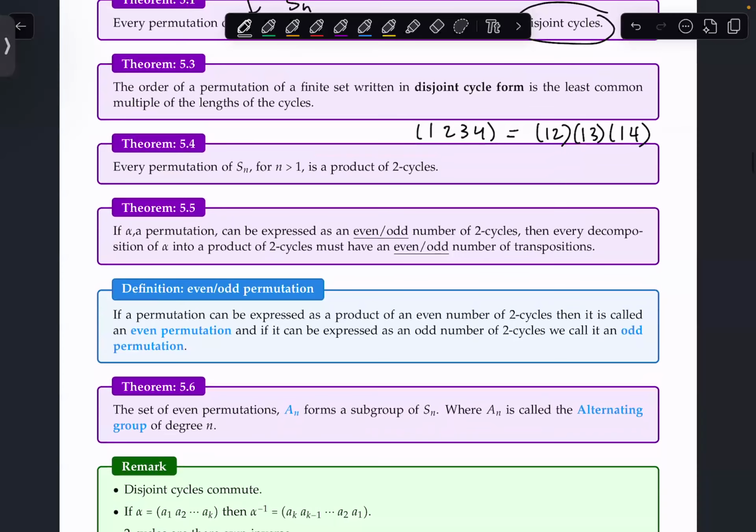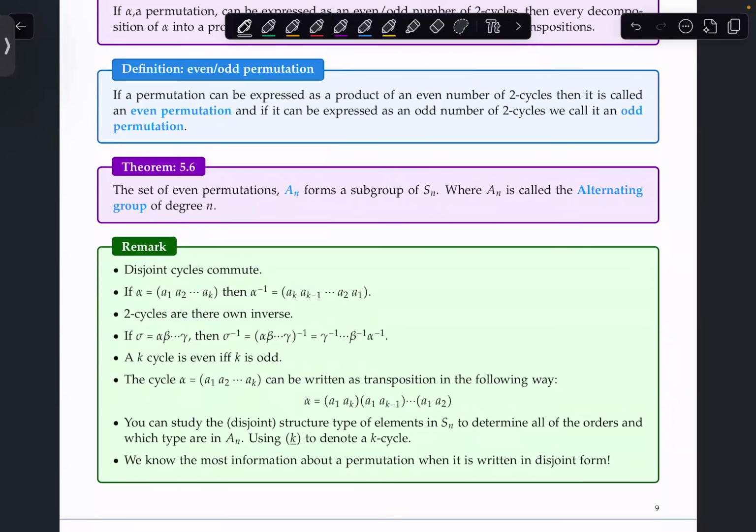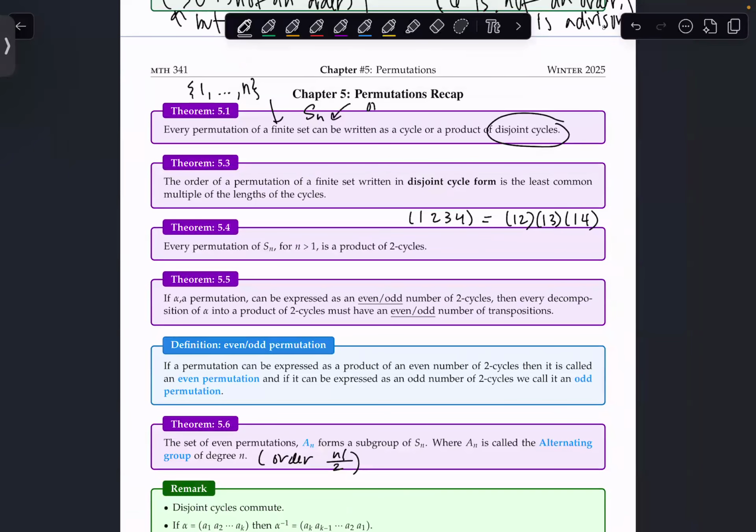Okay. Right, which is what Theorem 5.5 is saying. If I can express it with an even amount of 2-cycles, no matter how I write it, it has to have an even amount. Same with odd, which is why we can define our permutations as even permutations or odd permutations, right? If I was able to change it, I can't define it. It won't be well defined because it might depend on the way that I wrote it here. Okay, and then our A_n is our alternating group of degree n, is what we would call it, which has order n factorial over 2 versus my S_n, which has order just n factorial.